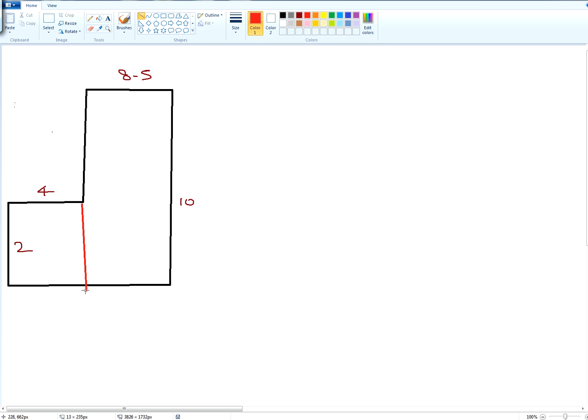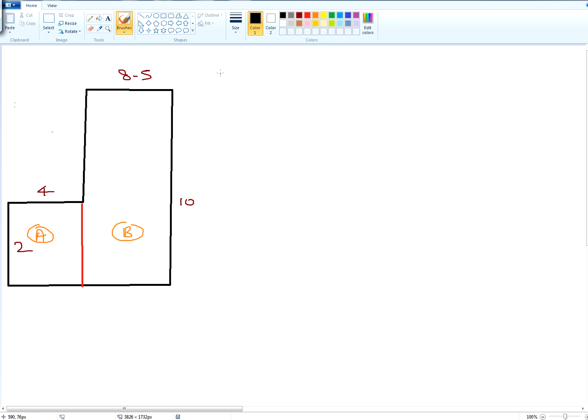Yeah. So we split the shape like that. Excellent, well done. Good idea, Yusuf. So we could call this part here A. We can call this area here B. So we've got two shapes, A and B.